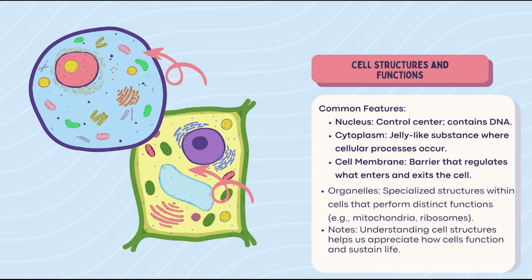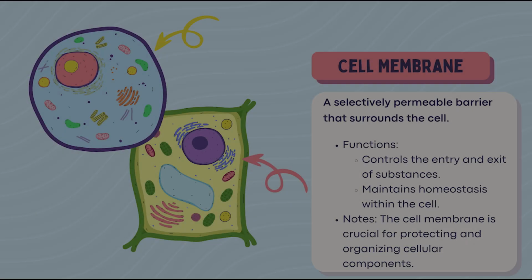Cell structure and function. Every cell is like a teeny self-contained city. Inside we find the nucleus, the control center, cytoplasm, the jelly-like substance where the activities happen, the cell membrane, the protective barrier, and various organelles, each with a special role. Let's explore them next.